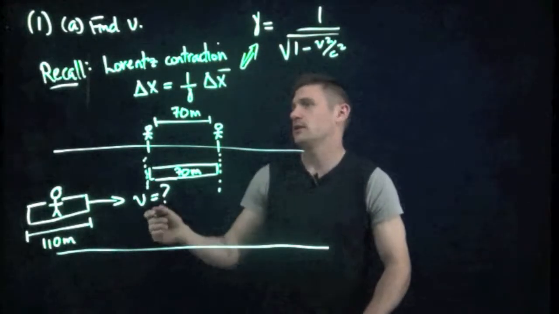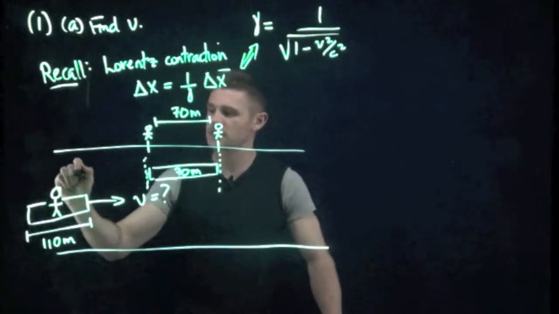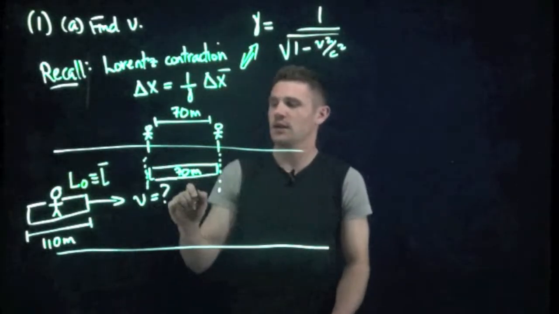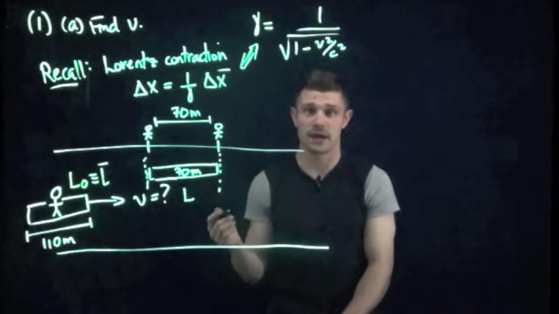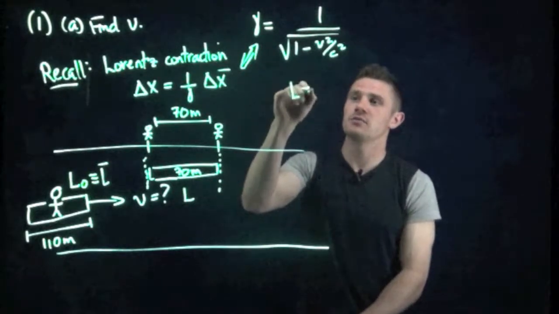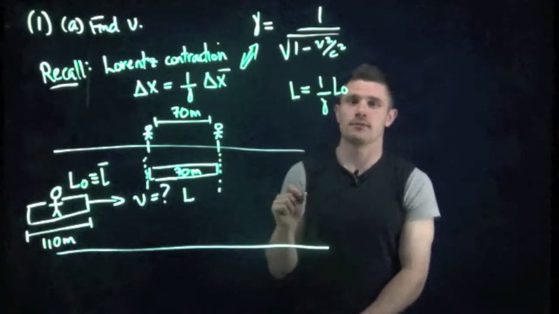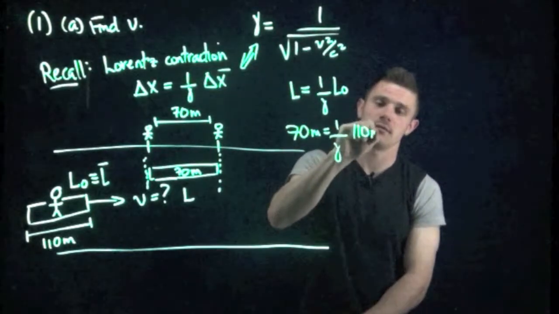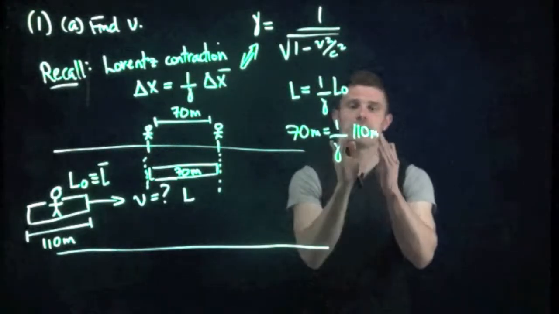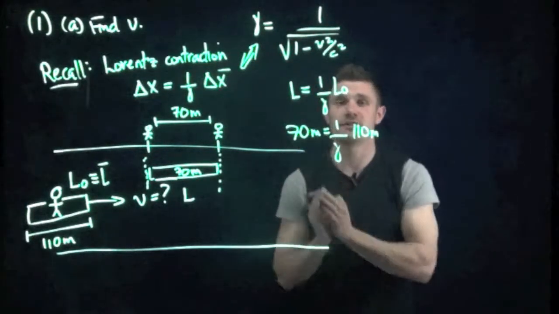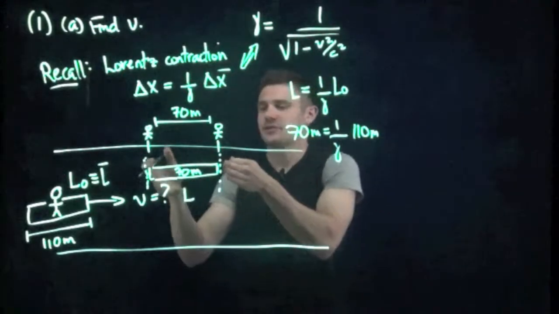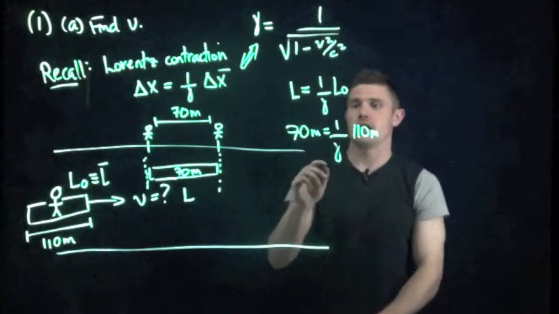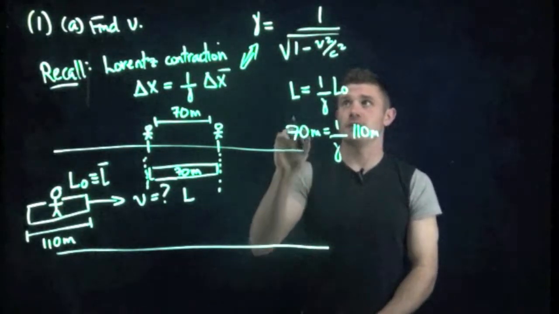So instead of using x and x bar, I'm going to use L. So this is L naught, which I will define as the rest length, and we want it to be contracted to a length L. So what I want is L equals 1 over gamma times L naught, or essentially, I want 70 meters equal to 1 over gamma times 110 meters. Again, I want my rest length contracted down to 70 meters, because we want it to pass exactly between the two lasers of length 70. So I can solve this, and I can get that essentially this will be gamma.